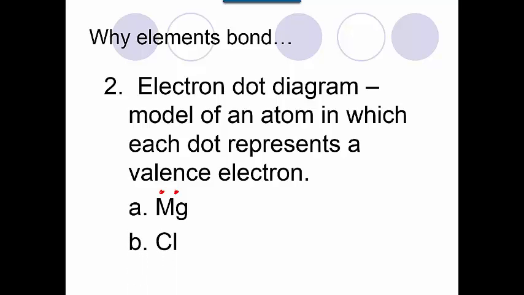If we do chlorine, chlorine is clear over in group 17, so it has 7. It doesn't really matter where you put them, as long as you have 7 dots. So those would be the dot diagrams.